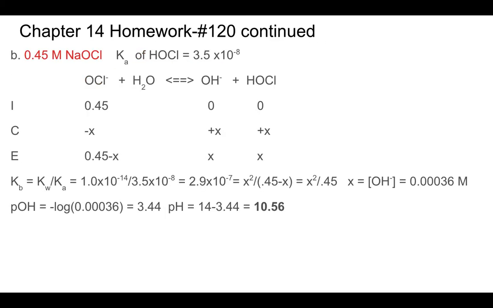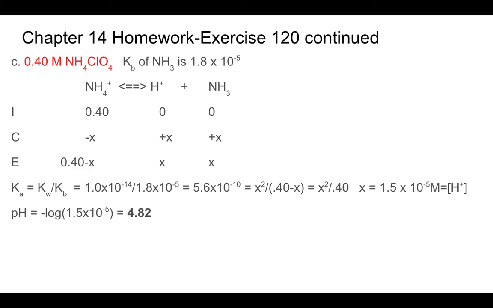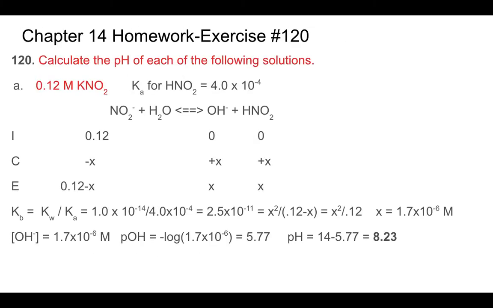I believe this may be our last one. It's got three parts to it and actually has three ICE tables we have to do. We're finding the pH of some weak acids or weak bases, but we're doing them by assuming that they are conjugate acids or bases and solving for their K using the relationship that Ka times Kb equals Kw.